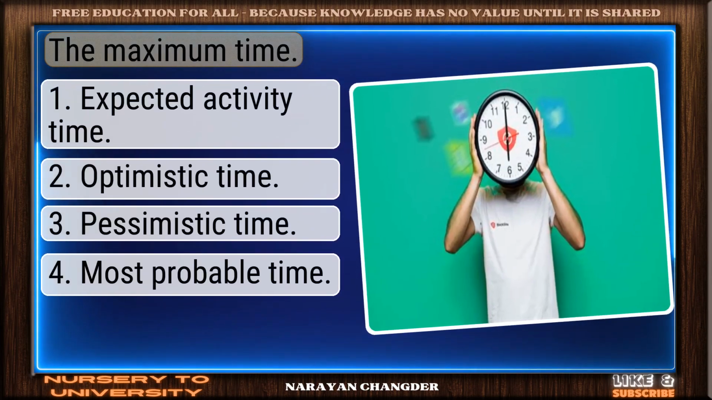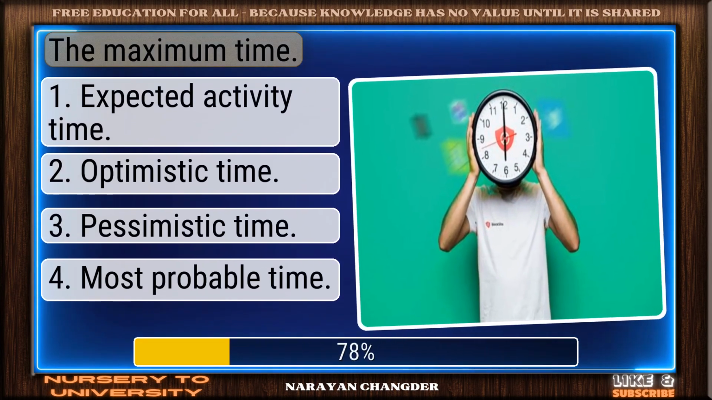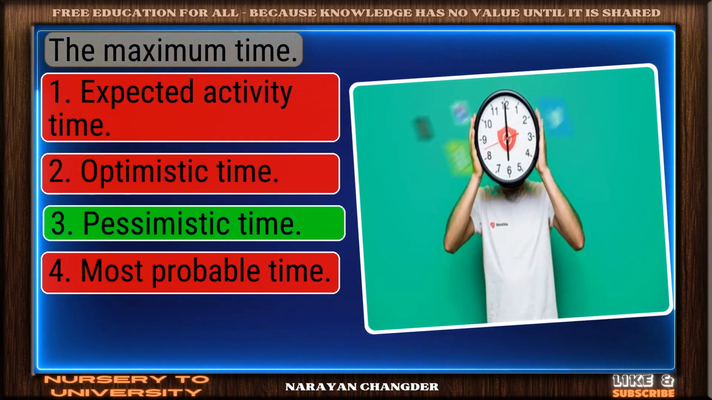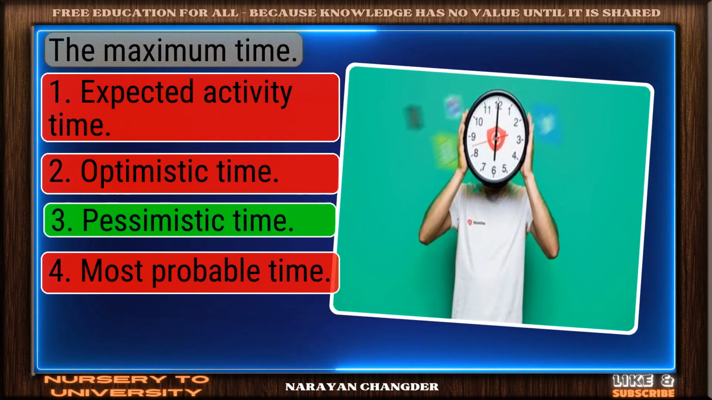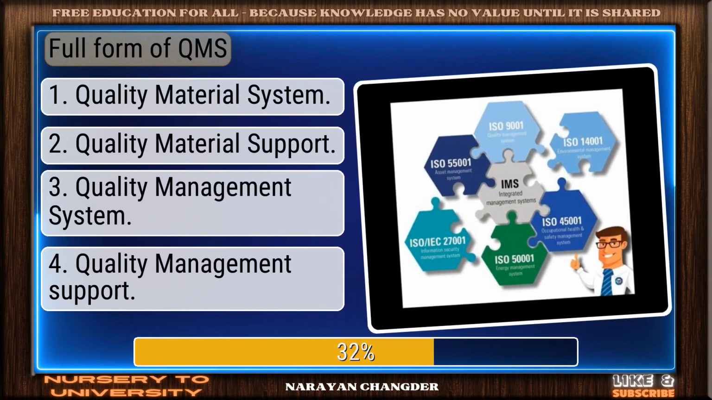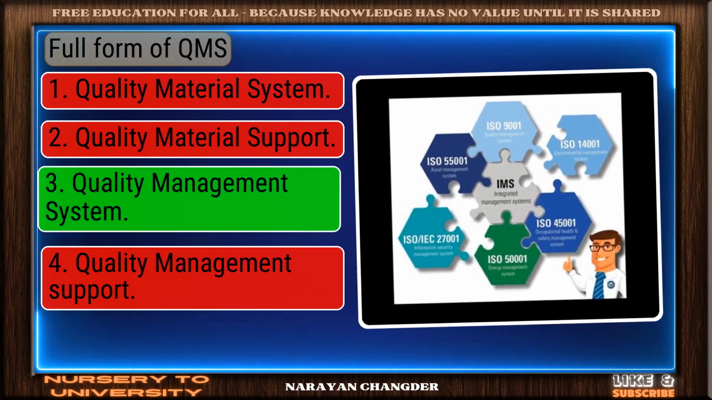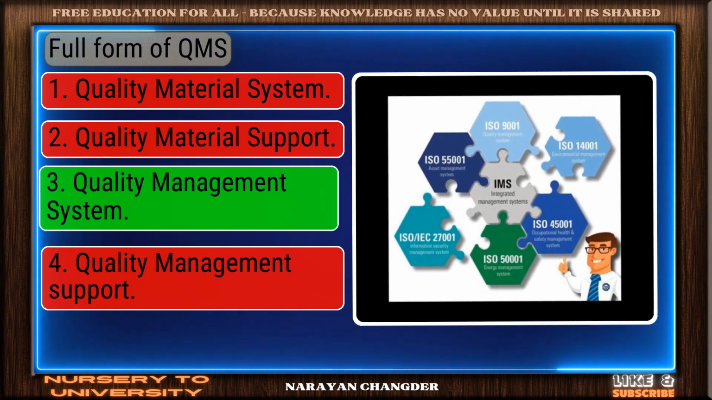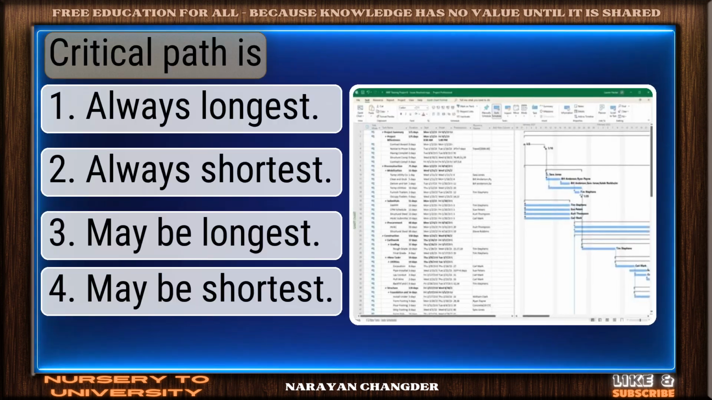The maximum time? Right choice. Pessimistic time is the best answer. Full form of QMS? Right again. Quality management system is a valid answer.